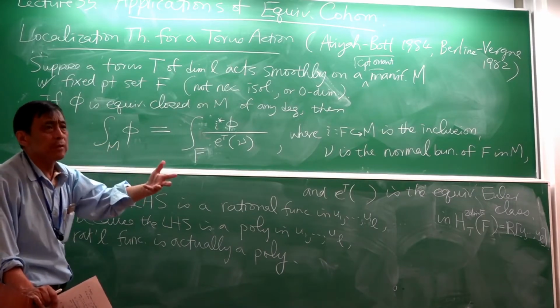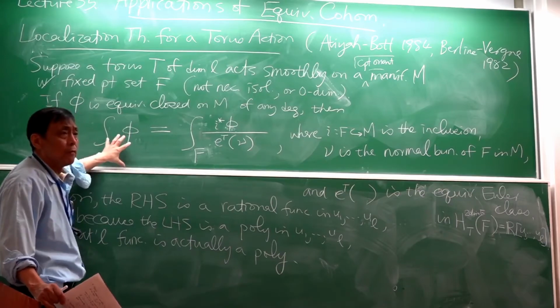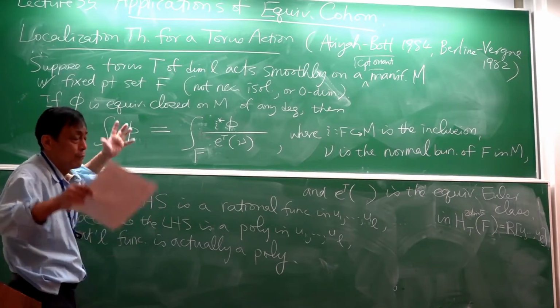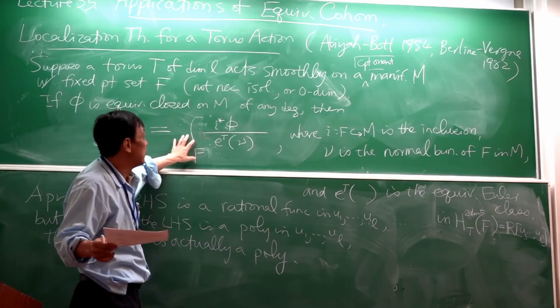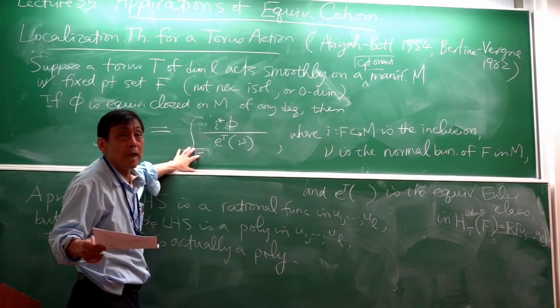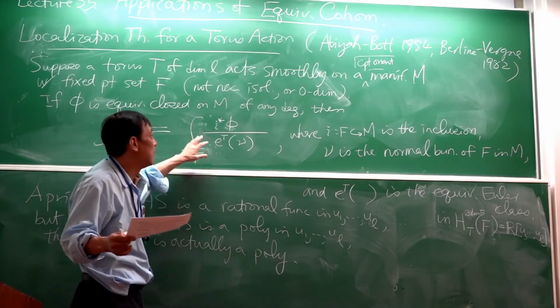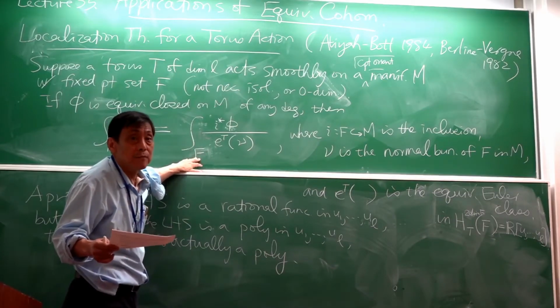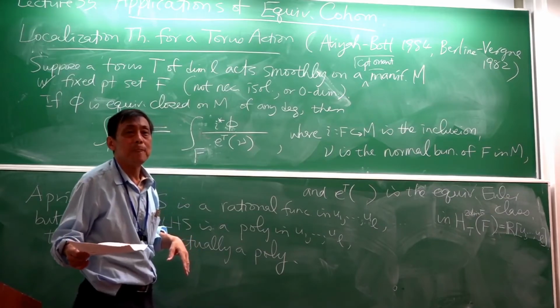This theorem is a simplification of sorts because here it's an integral over a fairly big manifold M, and here this is an integral over a smaller manifold F. Okay, so it should be simpler. If the smaller manifold F is just a finite set, then you get a sum. Okay.